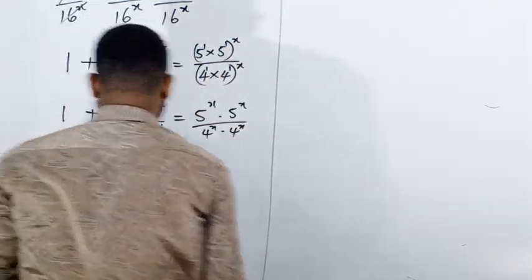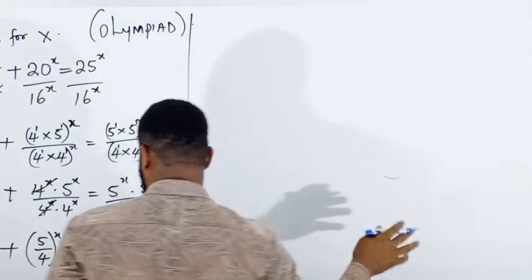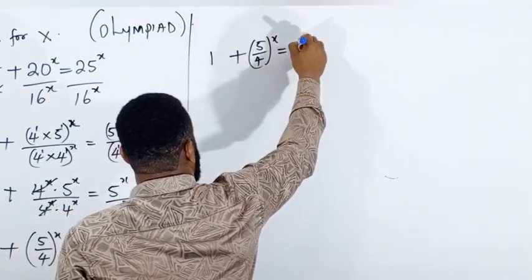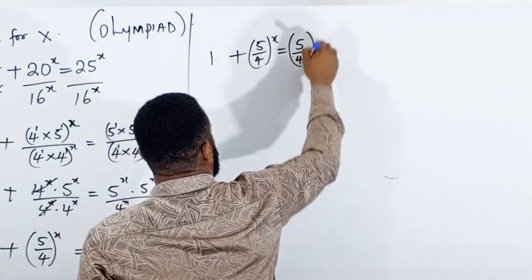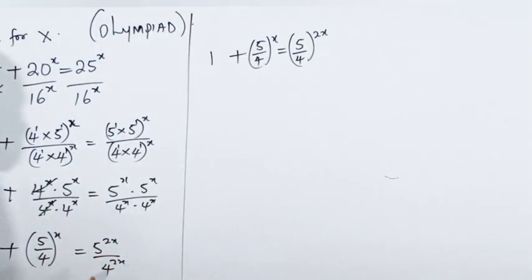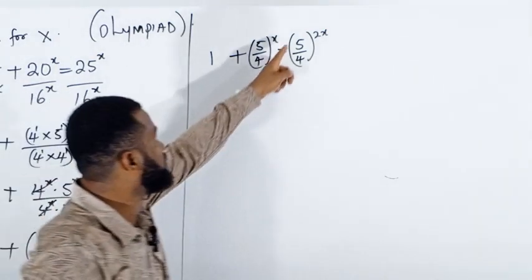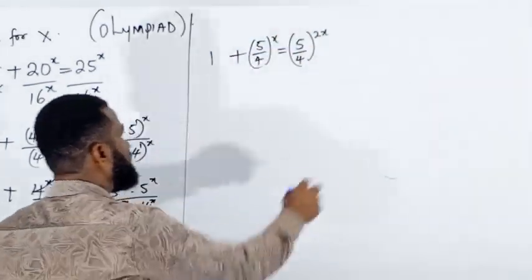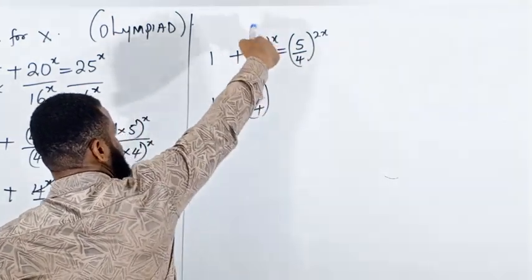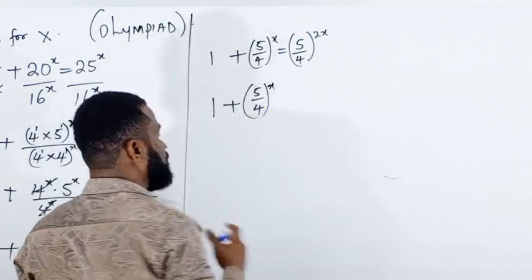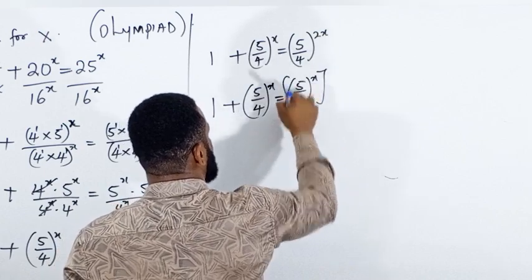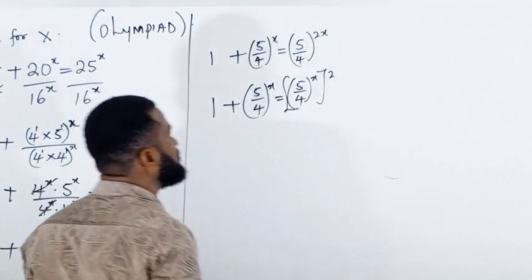So let's keep going. I have 1 plus 5 over 4 raised to power x, which is going to be 5 over 4 all raised to power 2x. Because the numerator has the power of 2x, the denominator has the power of 2x. So it simply means this divided by this all raised to power 2x. Now, because I'm having a similarity, I'm having 5 over 4 and power x, the same thing is going to be here. I'm going to group them. So I have 5 over 4 all raised to power x, all raised to power 2, because it's the same thing.